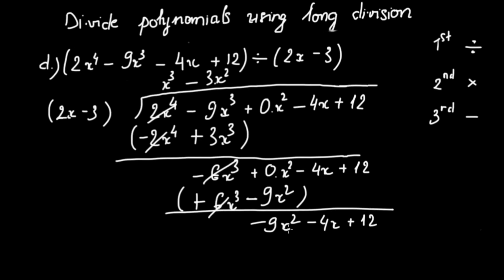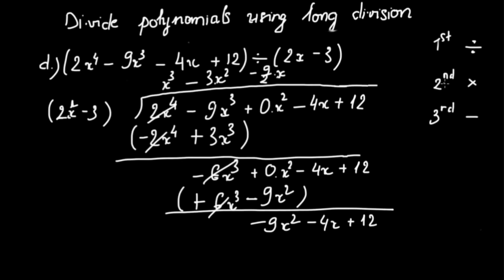Now you see this is x squared, and then this is x to the first, right here, which means you can still repeat this step. We take minus 9x squared divided by 2x. We have minus 9 over 2 times x.